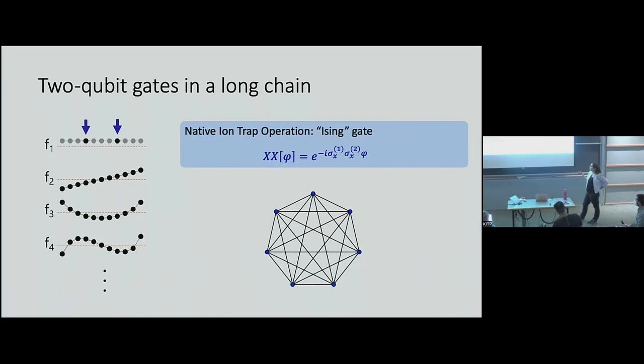Okay, and as I said, you can choose any two ions in the chain to entangle, and so we effectively have all-to-all connectivity in our system.